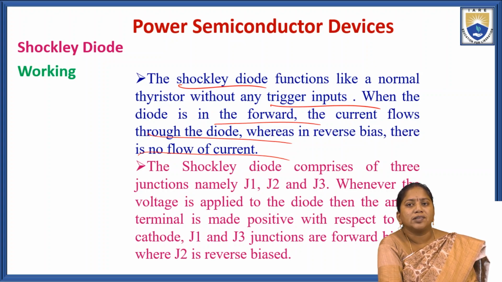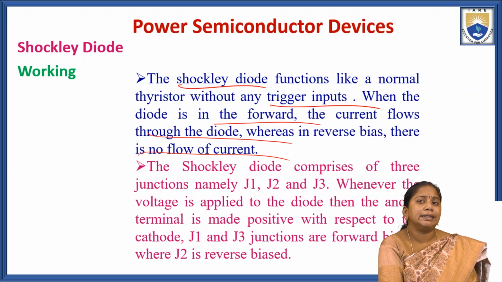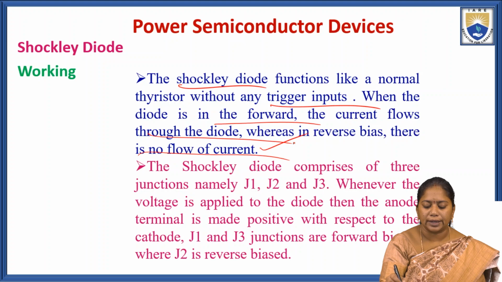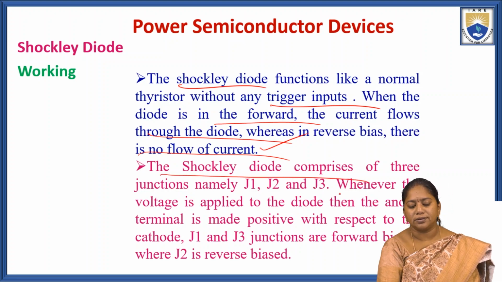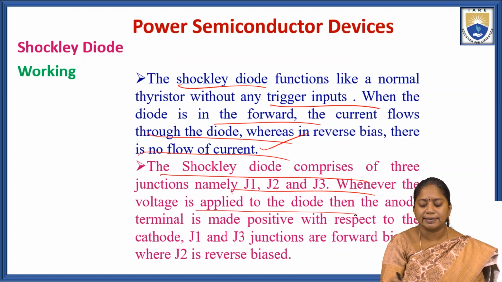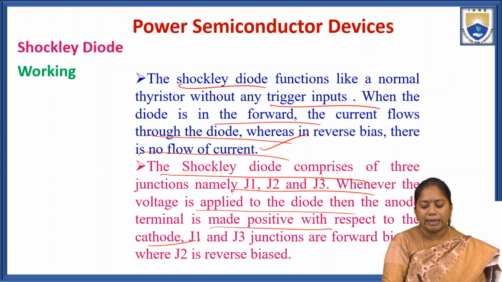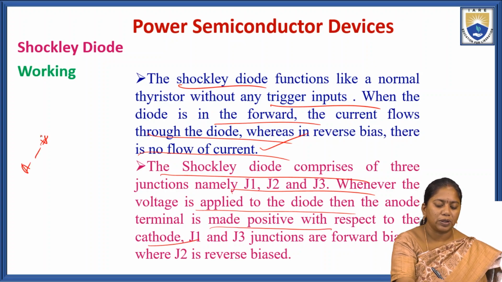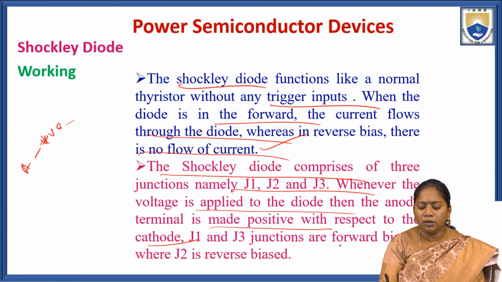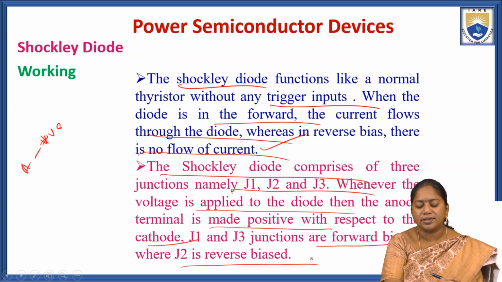The Shockley diode functions like a normal thyristor without any trigger inputs. When the diode is forward biased, current flows through the diode. When it is reverse biased, there is no flow of current. The Shockley diode comprises three junctions, namely J1, J2 and J3. Whenever voltage is applied to the diode, the anode terminal is made positive with respect to the cathode. Here the anode is the positive terminal. Junctions J1 and J3 are forward biased, whereas J2 is reverse biased.